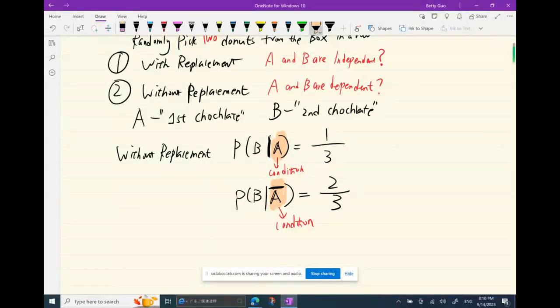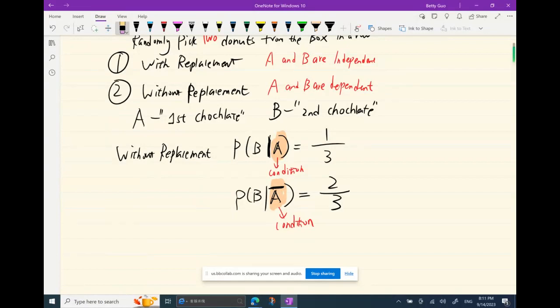So that's the reason: without replacement, dependent, but with replacement, independent. You probably want to remember that because it's always like this. Maybe it's not donuts, maybe marbles, maybe cars. If it's without replacement, it is dependent. If it's with replacement, they are independent.